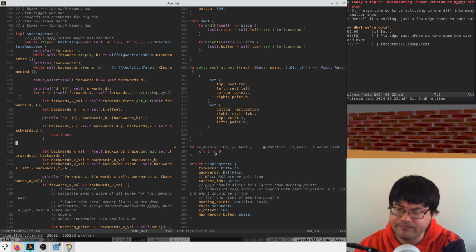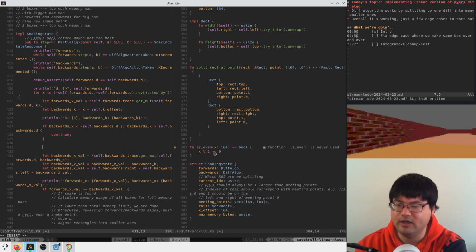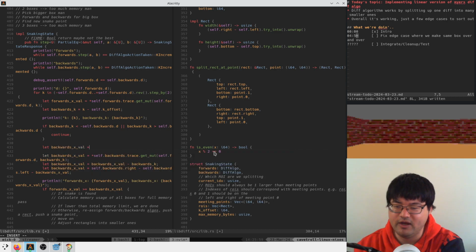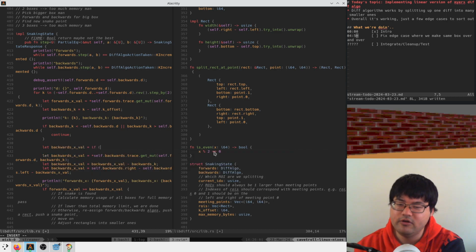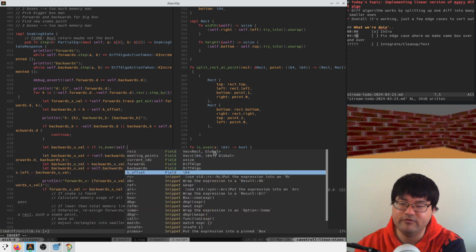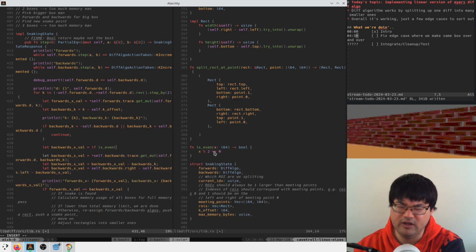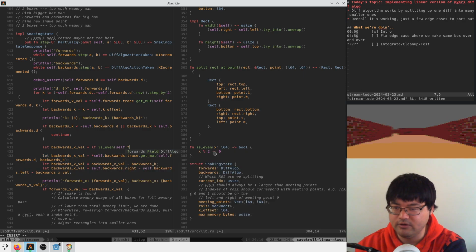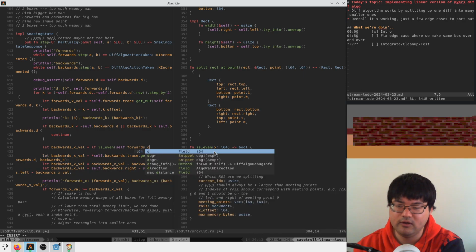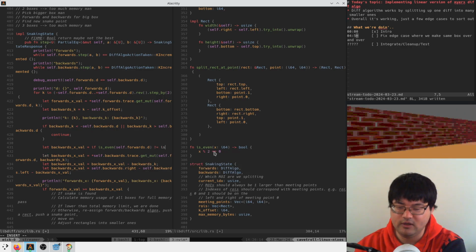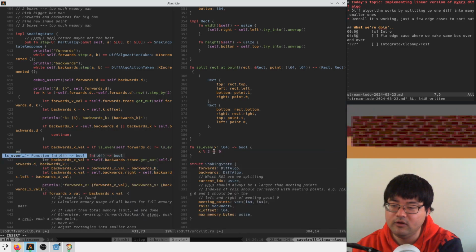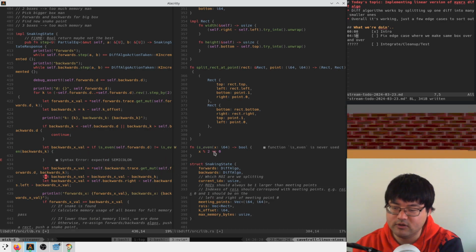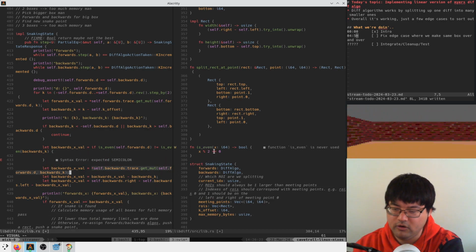That doesn't surprise me. So we can do something like let backwards x val is equal to, if is_even of the d value is not equal to is_even of backwards k, we need to use d minus 1.